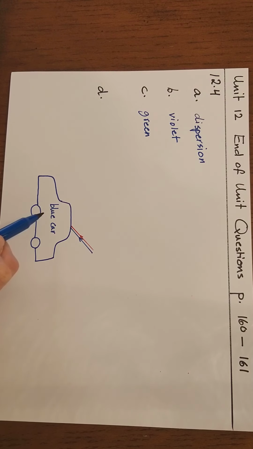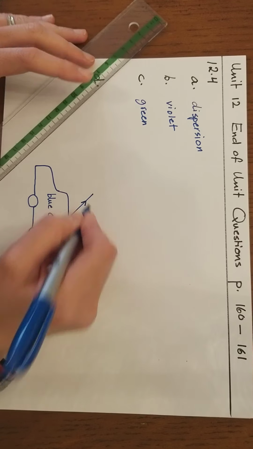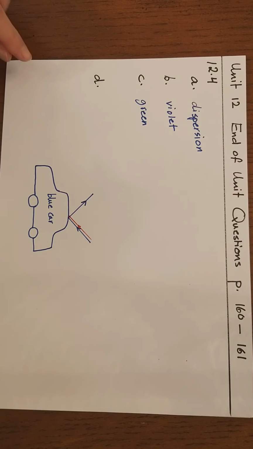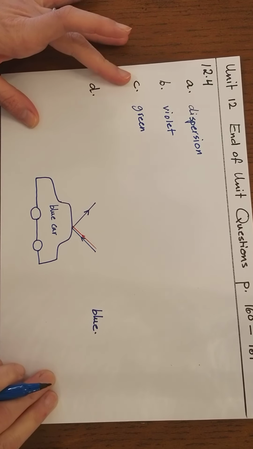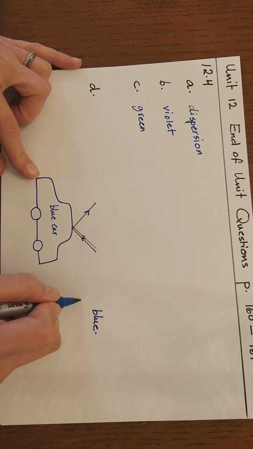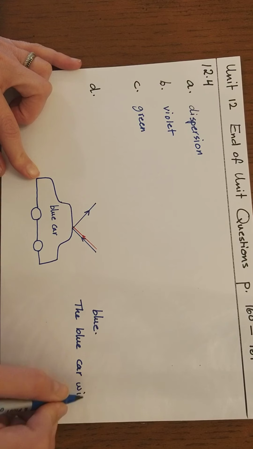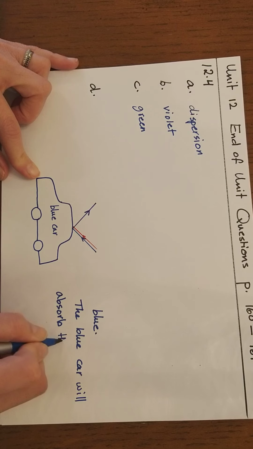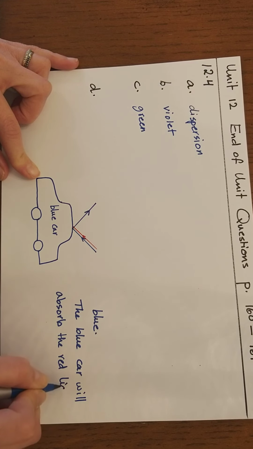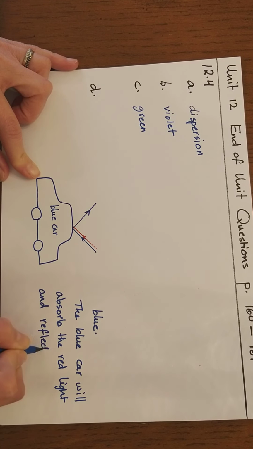So the blue car will only reflect its own light, which is blue, and the red color will be absorbed. So the car will appear to be blue. And to explain that, we say that the blue car will absorb the red light and reflect the blue light.